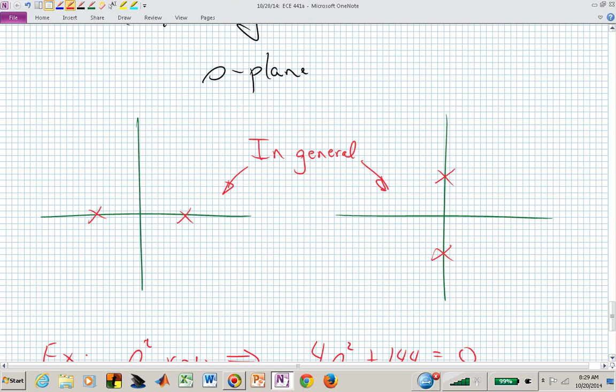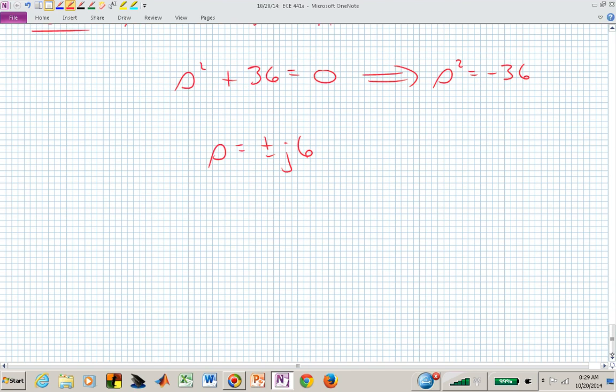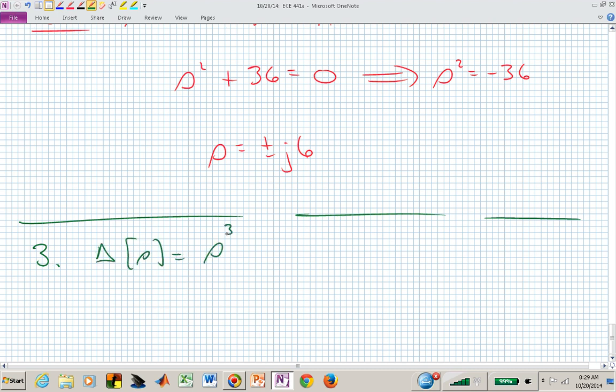All right, let's look at another example of the Routh array. This is example 3. Let's say delta of s is now s cubed minus 3s plus 2.